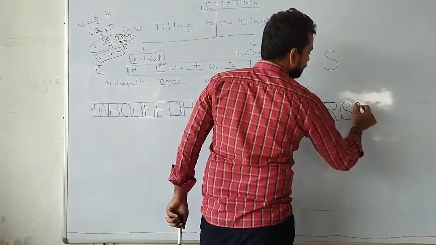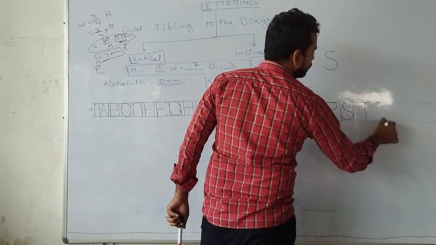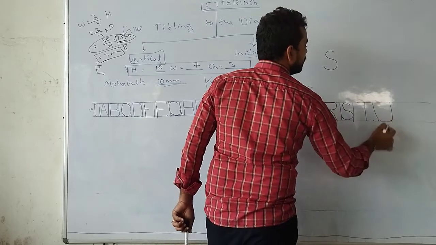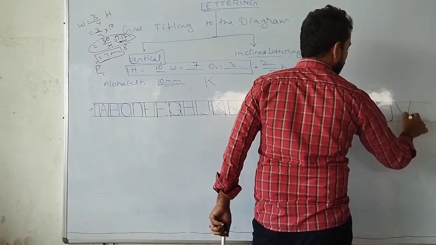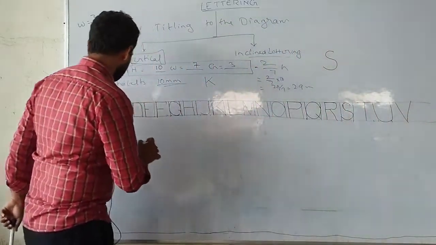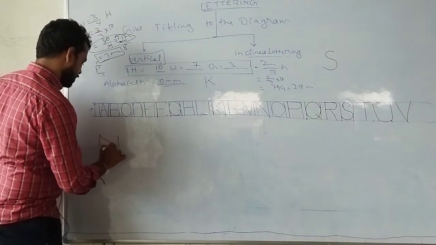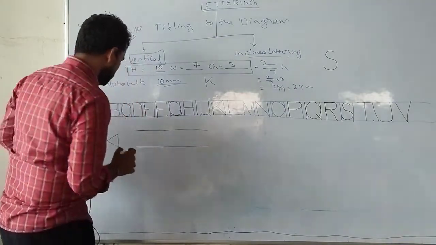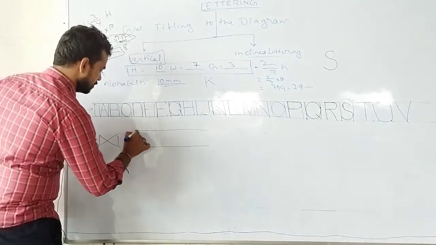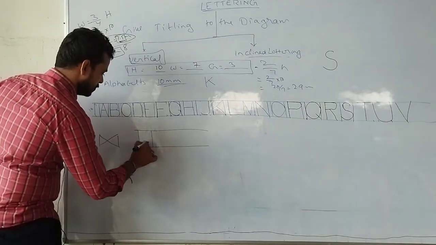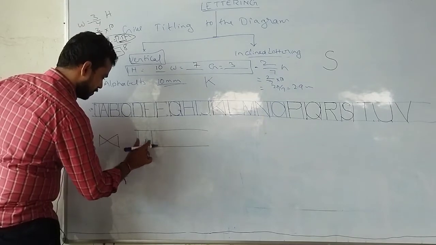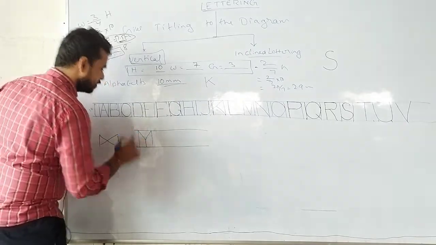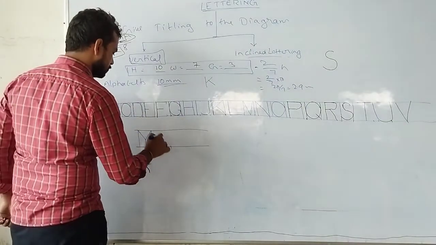Next T. Next U. Take a 3 mm gap and draw it like this. Next, X. Same, take a 7 mm gap and join it like this. The Y is different. Take this as the 10 mm gap. Here the Y should be like this. This is the 7 mm. Take the midpoint of the 7 mm, then join it like this. This is the Y. And the Z is common.